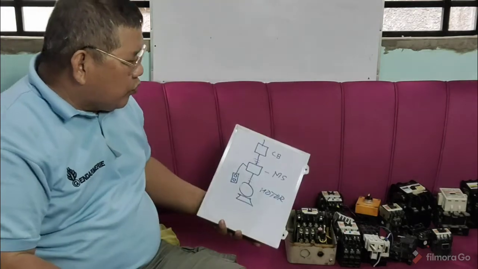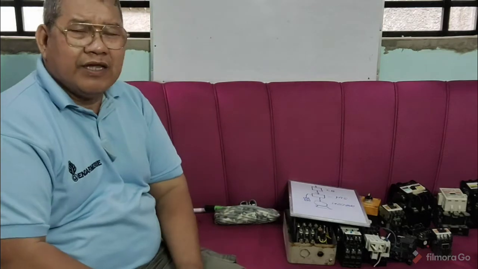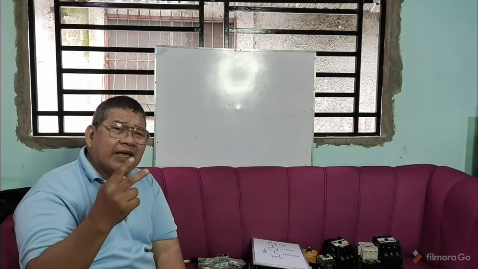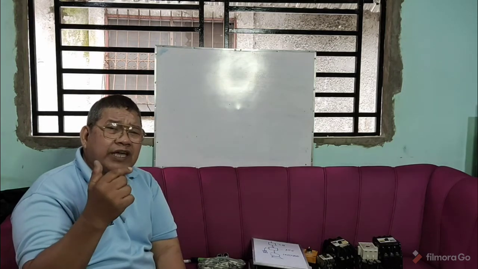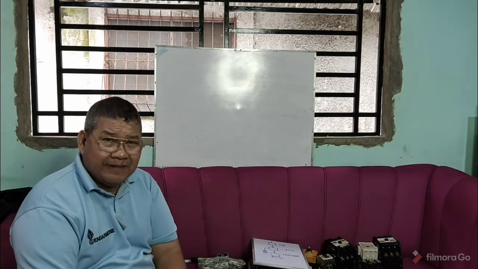Now, I'm going to illustrate to you the diagram on this. Remember, in a magnetic starter, particularly the full voltage magnetic across the line or direct online magnetic starter, there are two circuits there. That is a power circuit and a control circuit. Of the two circuits, the control circuit is complicated compared to the power circuit.